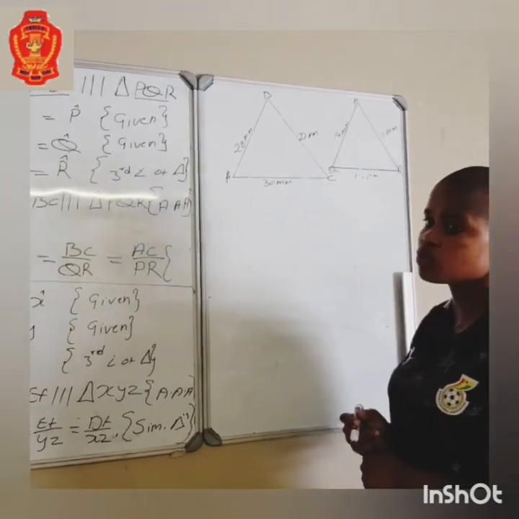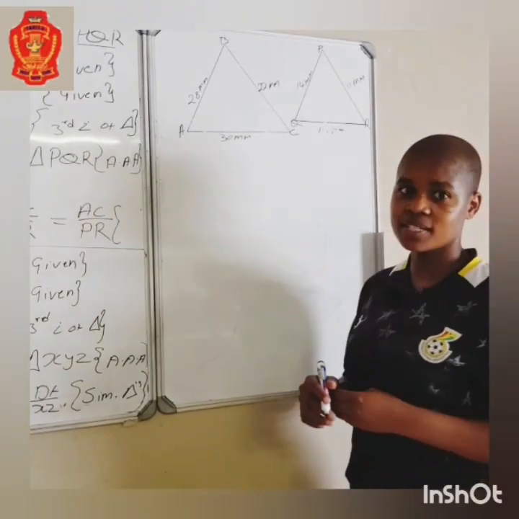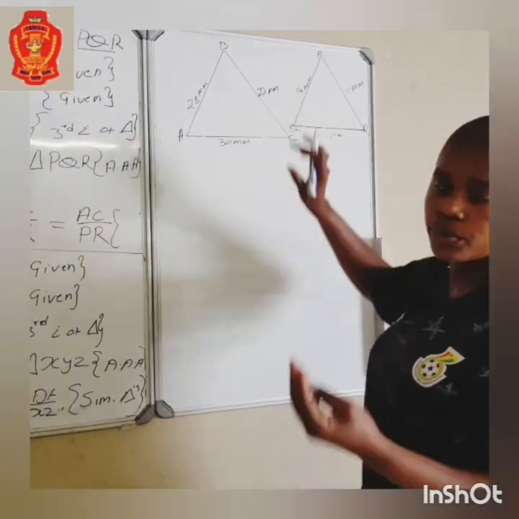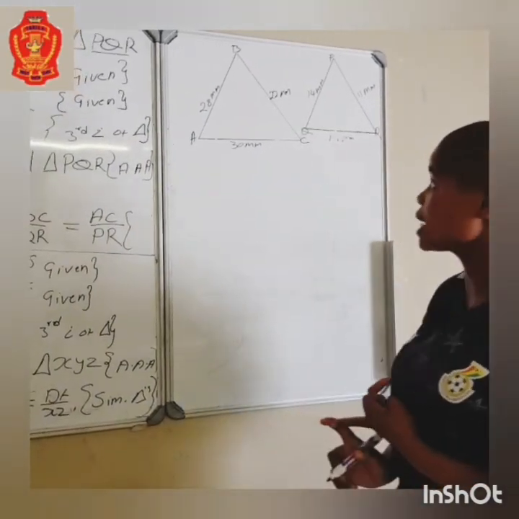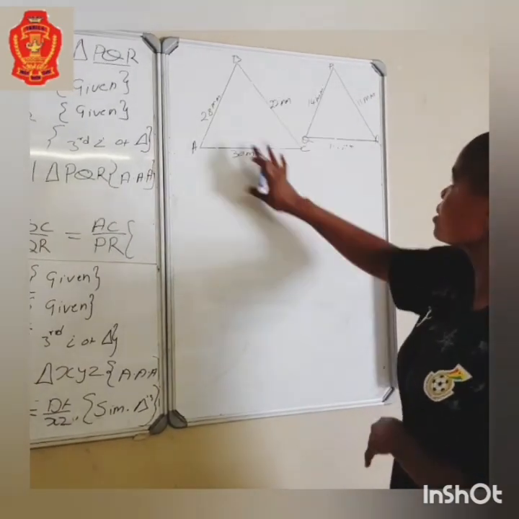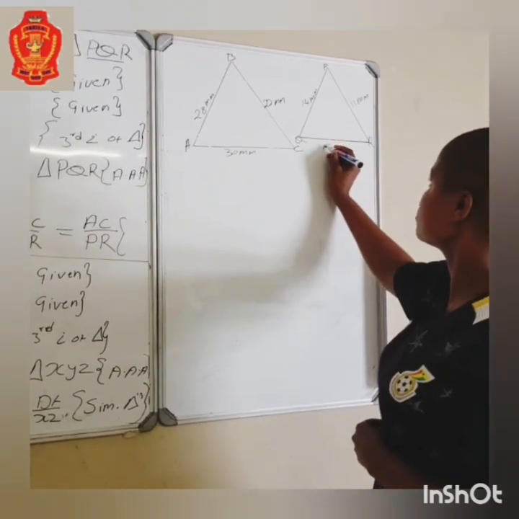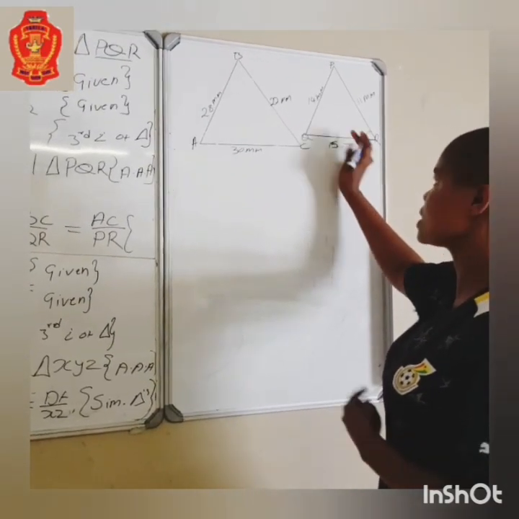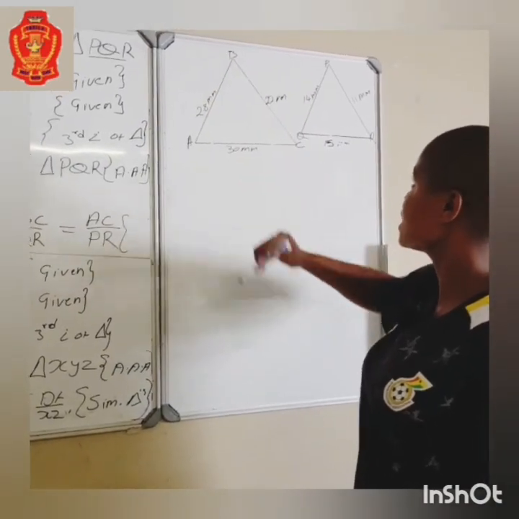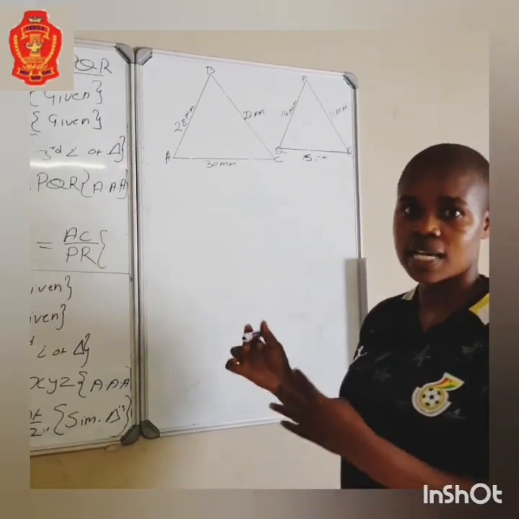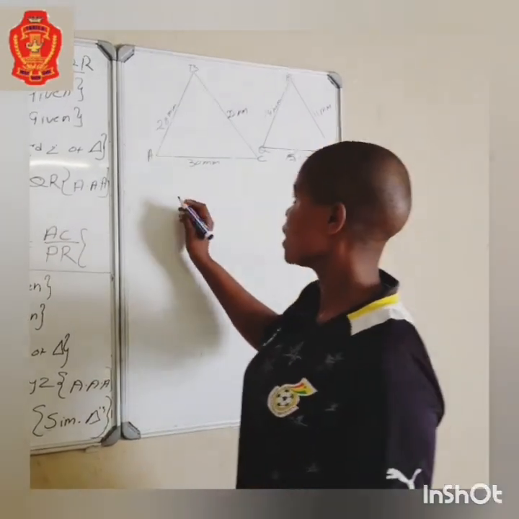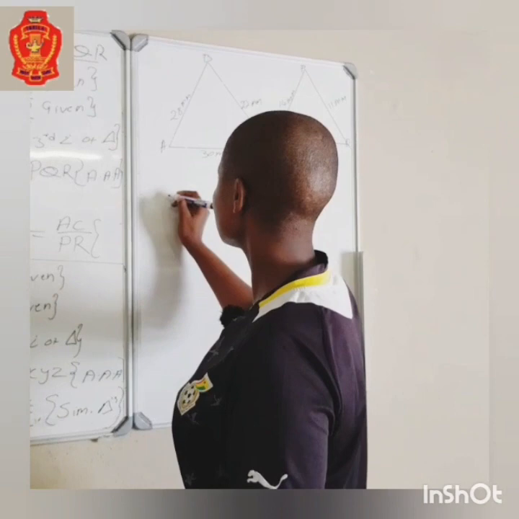So I'll check the corresponding. Sorry about that. As I was saying, when you are proving similarity, we always consider two cases: corresponding angles must be equal or corresponding sides must be in proportion. So in this case, we are focused mainly on the sides. We are just going to check the corresponding sides. Remember, the corresponding sides mean the matching sides.